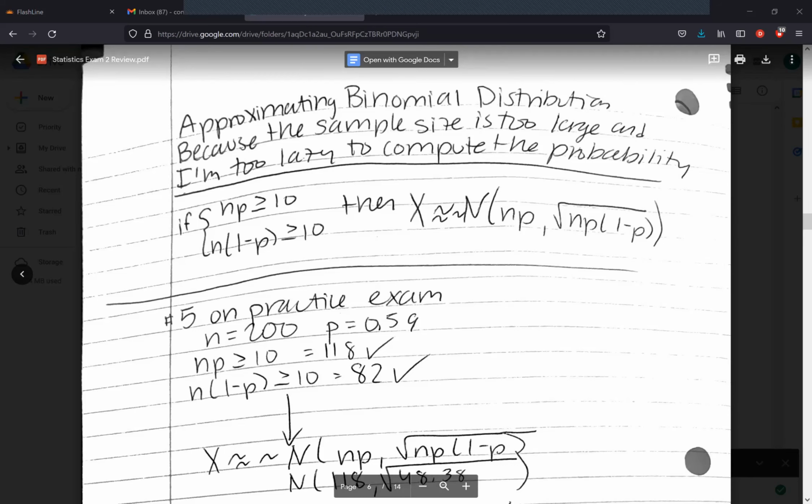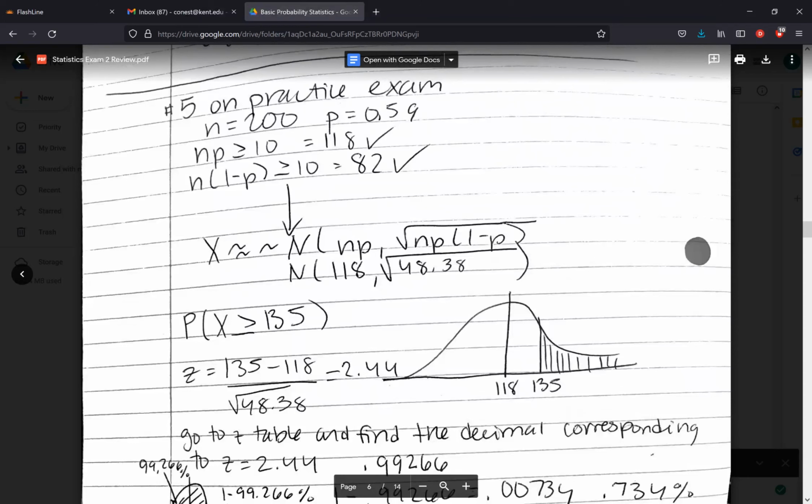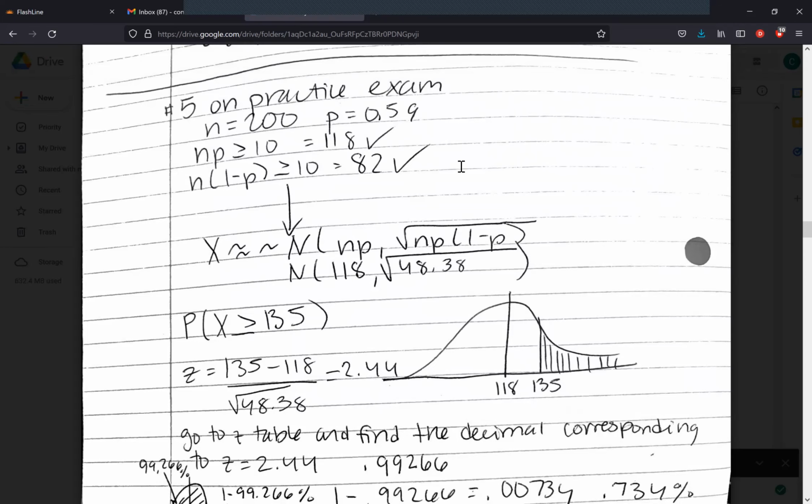So one example that we had to approximate the binomial distribution, and actually a good example of why approximating binomial distribution is a lot better than having to do it, is number 5 on the practice exam. So we had a sample size of 200, which is pretty large. And you can see that our conditions for approximating it were met. np was greater than 10, and n times 1 minus p was also greater than 10. The probability for that question was 0.59.